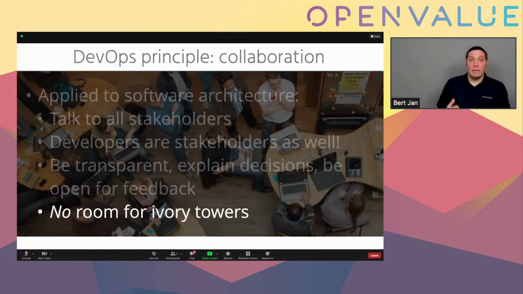And obviously here there is no room for ivory towers. So in an ivory tower, I mean that you're working in your architect office and from there sending your designs over email to a team. Obviously you need to be collaborating with the team as well.